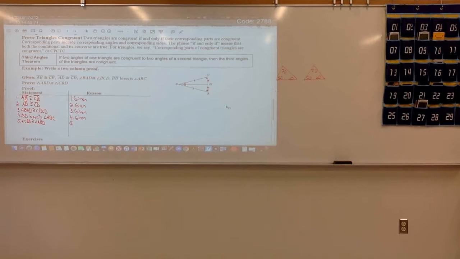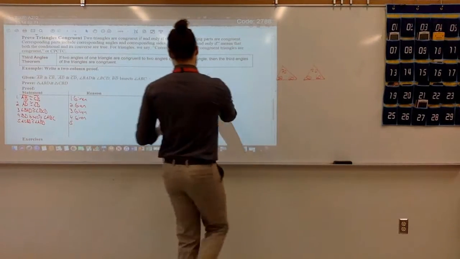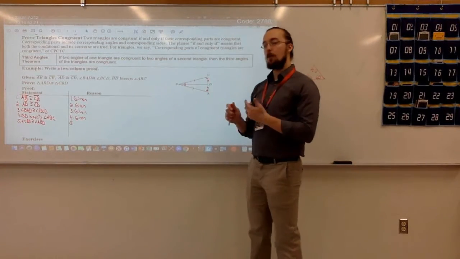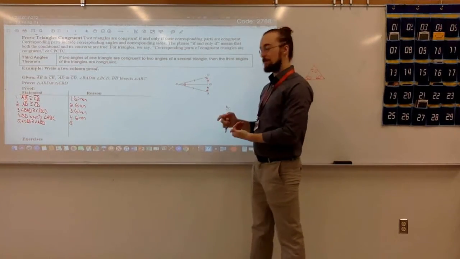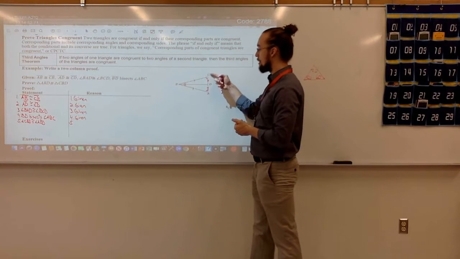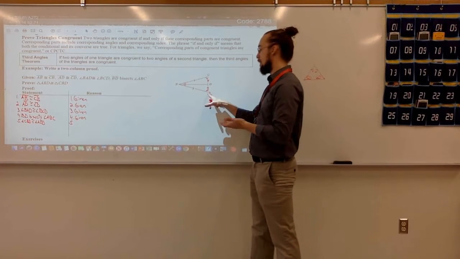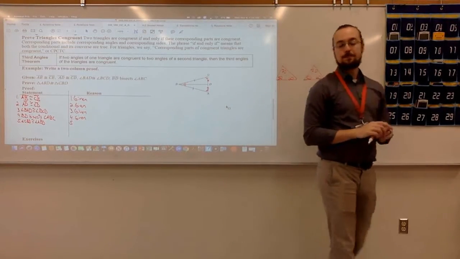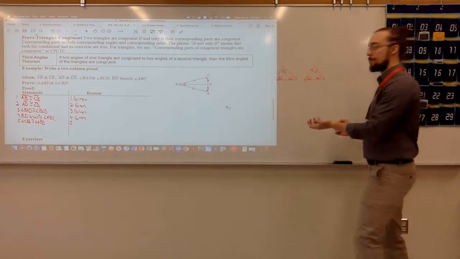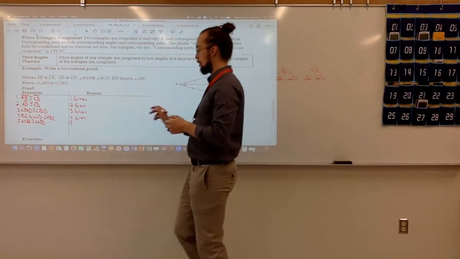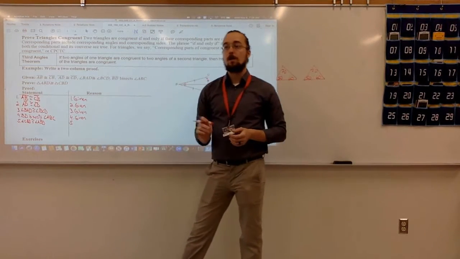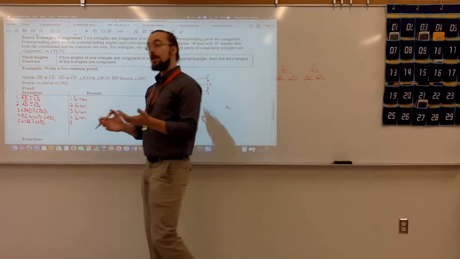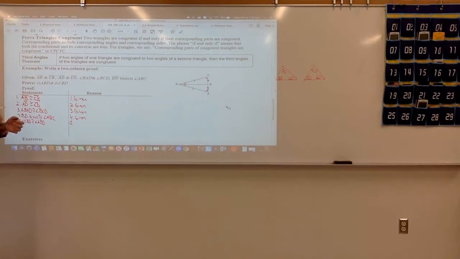Technically, if I'm saying CBD, I want to use the same order of letters for the other triangle. So since A and C are corresponding pieces, I would want to name it ABD rather than DBA. So what would my reason be for that? Why can I say that these two angles are the same? Definition of an angle bisector. Yeah.